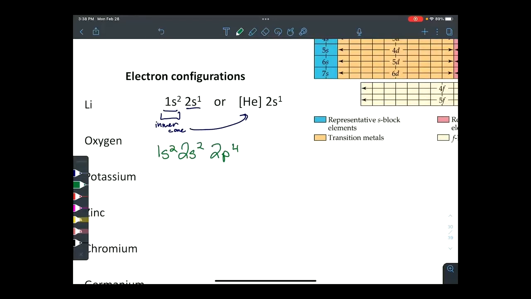And so we can use our noble gas shorthand version, all right? So you can kind of work your way backwards. Look at oxygen and think, where's the nearest noble gas? It would be helium again. That would be our checkpoint. So we can write instead helium, 2s, 2 of them, 2p, 4 of them. And that would be oxygen, all right?